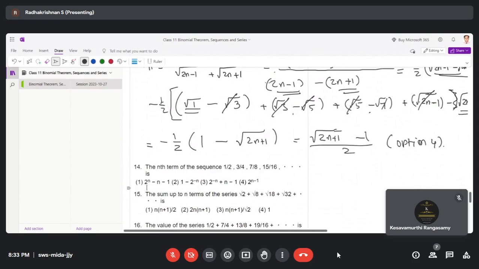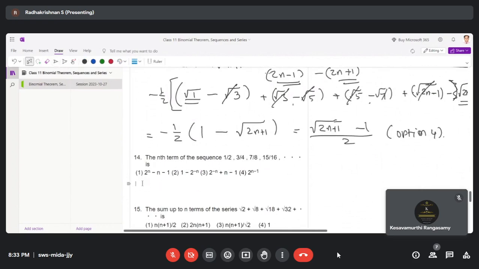Okay. Let's look at this one. The nth term of the sequence 1 by 2, 3 by 4, 7 by 8, 15 by 16, etc. So what is the nth term of this series?